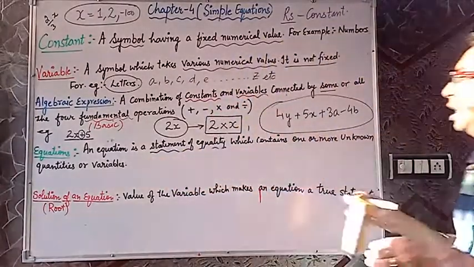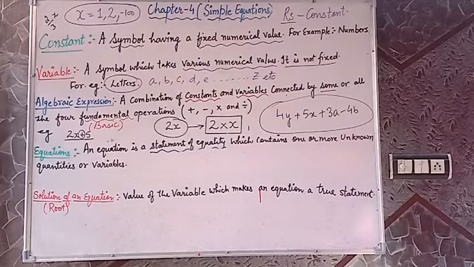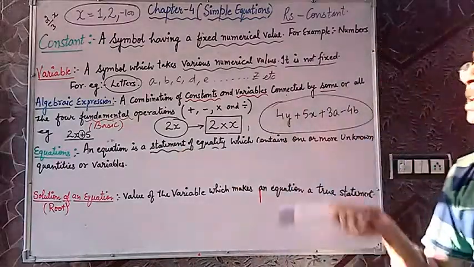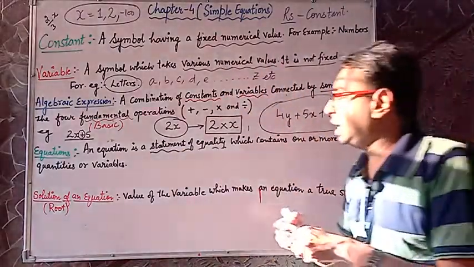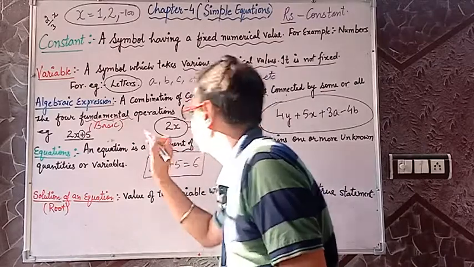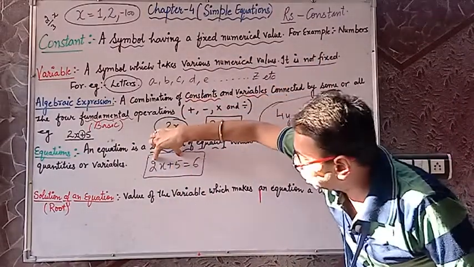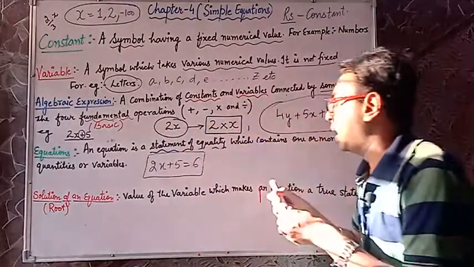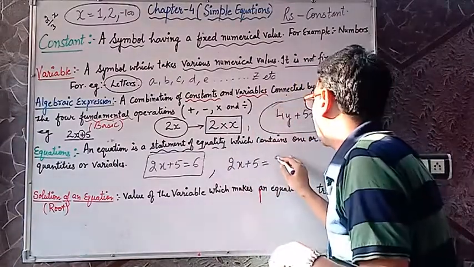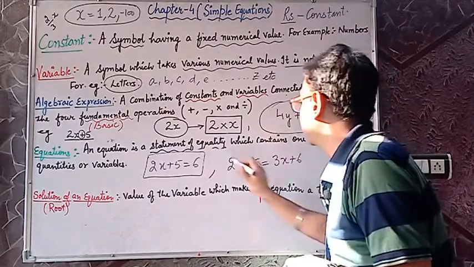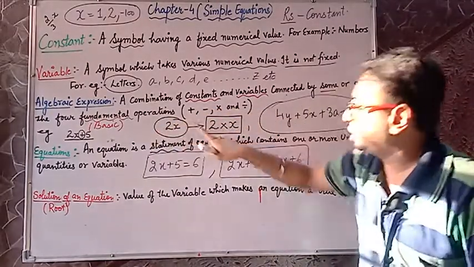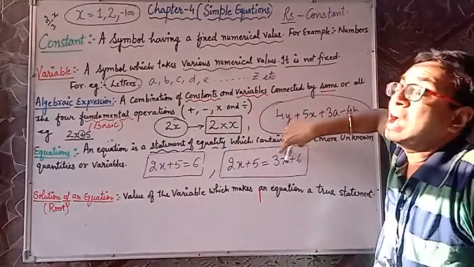Now, an equation is a statement of equality which contains one or more unknown quantities or variables. Let's see why. If it contains one or more quantities or variables, it must be an algebraic expression. What is an equation? Putting one algebraic expression equal to a constant. One method is this. Putting one algebraic expression equal to a constant is an equation. Putting one algebraic expression equal to another algebraic expression is also known as an equation. Like this. These are equations. Either we can put an algebraic expression equal to a constant, or an algebraic expression equal to an algebraic expression.